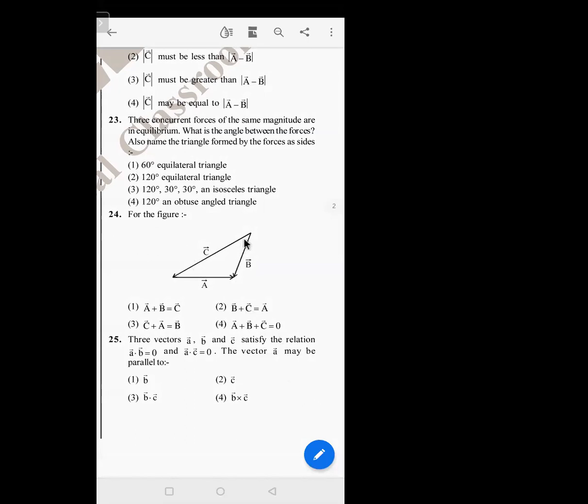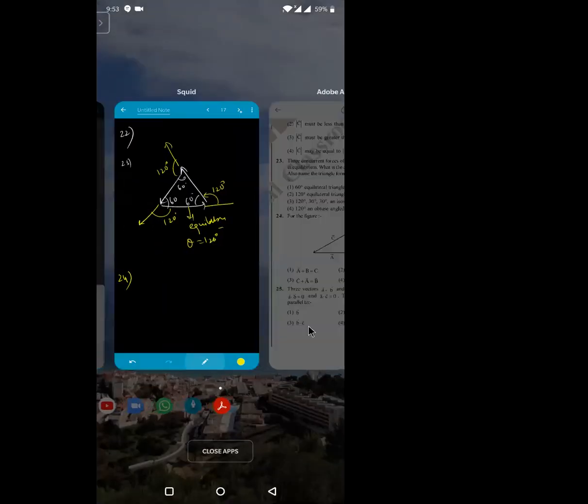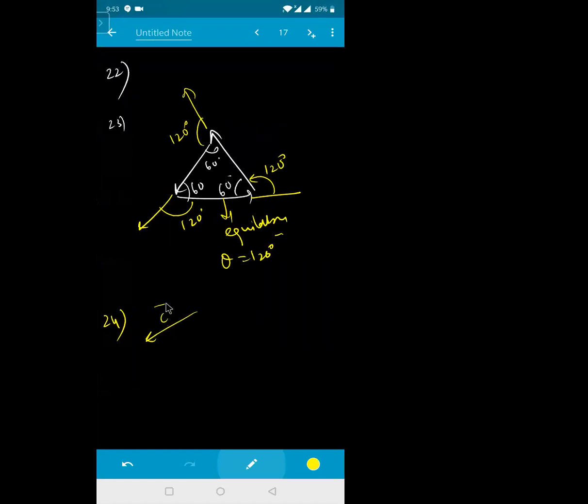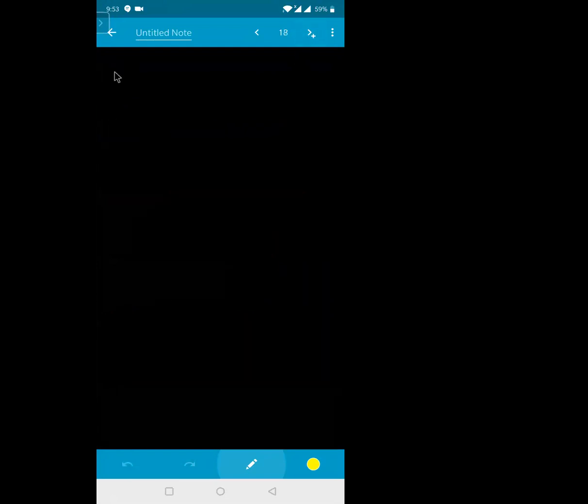24 आया सभी को? C bar and A bar in the same direction, beta. Yes, sir. This is your C bar, and this one is your A bar. Resultant is in opposite. So this one is your B bar. I can write C bar plus A bar will be equal to your B bar. So third option must be the answer for that. Chalo, 25 if I'm taking right now.